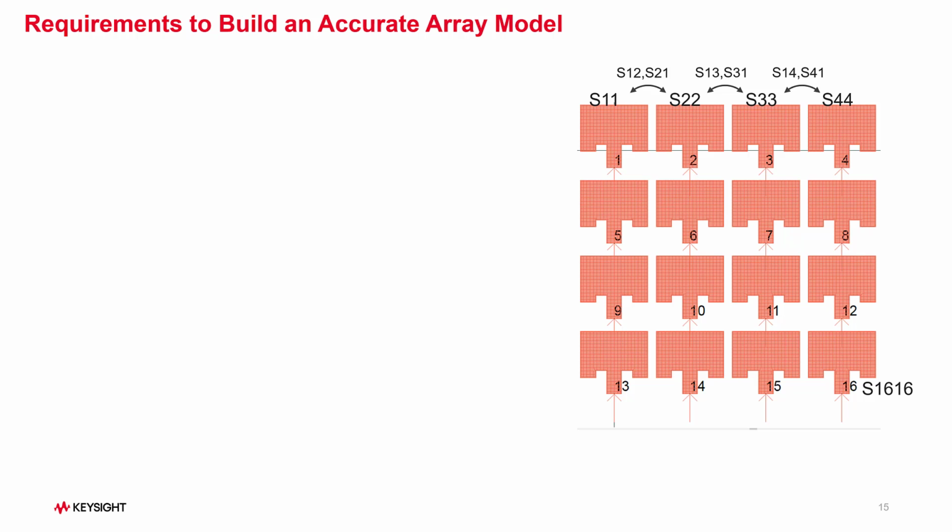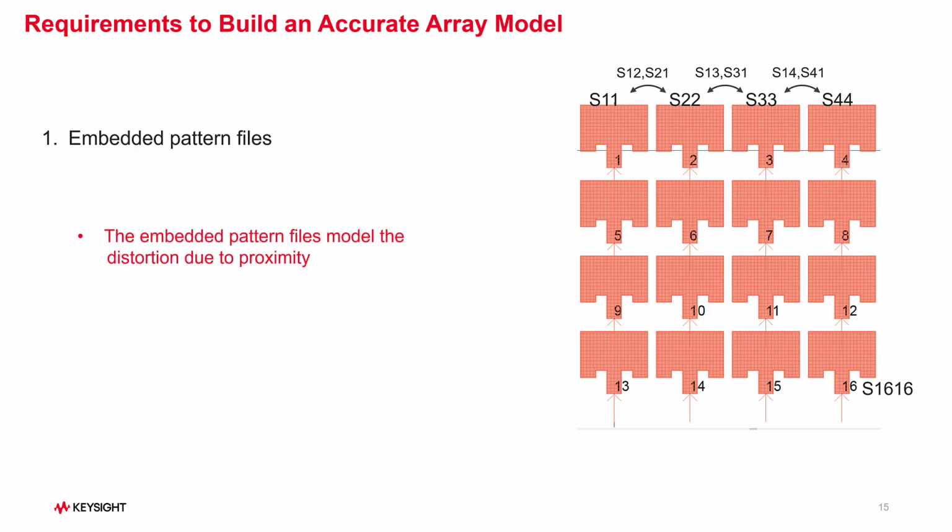If we want to model an antenna, there are two things that we need to collect. Number one is the element patterns of the elements as they are present in the presence of other elements. This is what we call embedded element patterns. And the S matrix of this array.